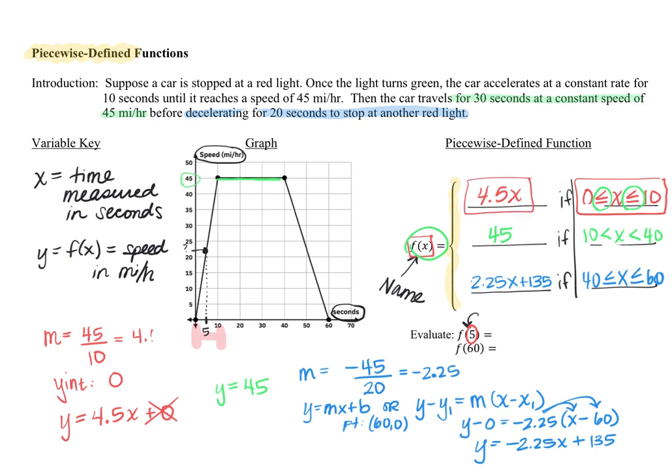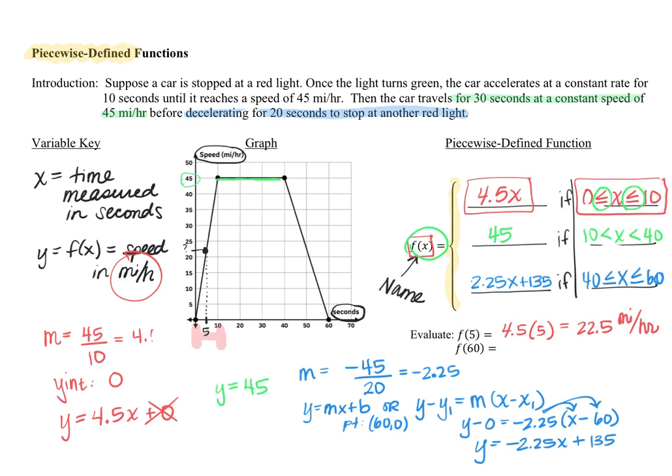That means we're plugging 5 into 4.5x, the top piece. So 4.5 times 5. And sure enough, that does give us 22.5. And then don't forget the appropriate units because we are looking for an output. In this case, that's a speed. So that would be a speed of 22.5 miles per hour. That's going to be the speed at 5 seconds.